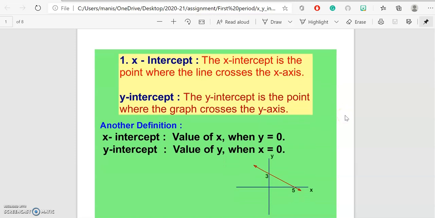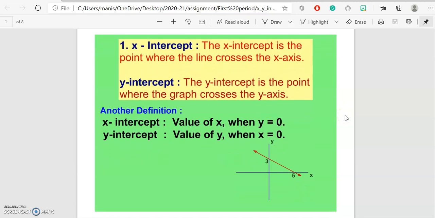X intercept and Y intercept. The X intercept is the point where the line crosses the x-axis. Y intercept is the point where the graph crosses the y-axis. I can also write this as line or graph.